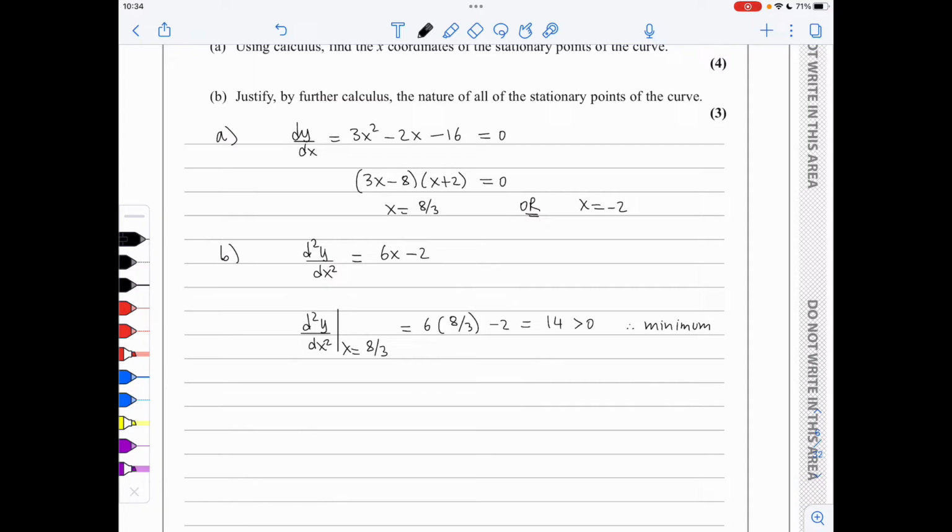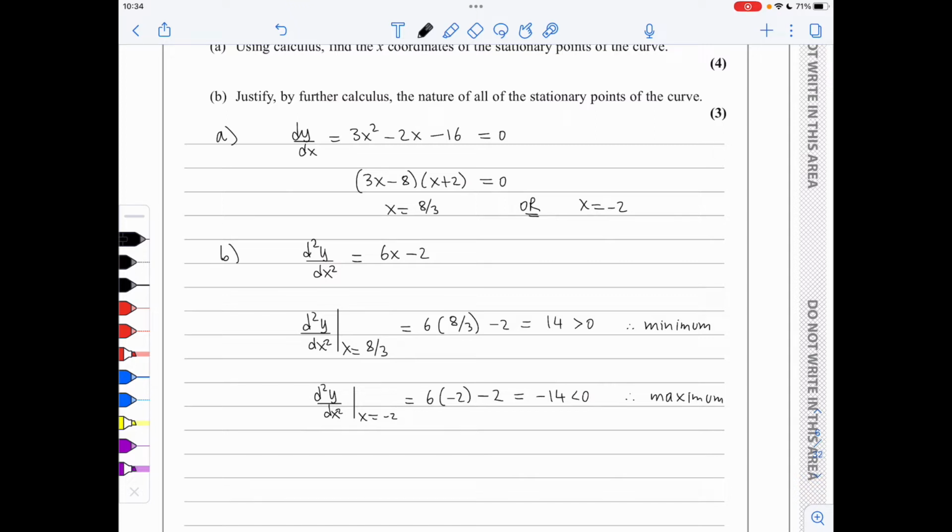And I will repeat the process for x is -2. So the second derivative when x is -2 is 6 times -2 minus 2, which is -14. This is less than 0, and therefore I conclude that this is a maximum.